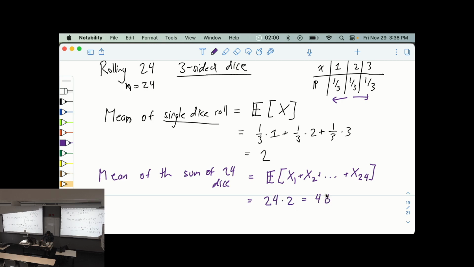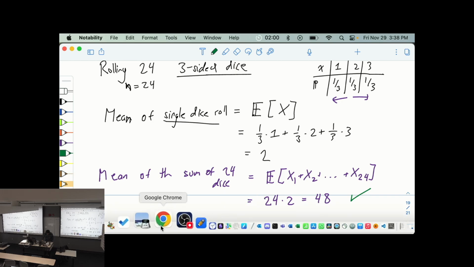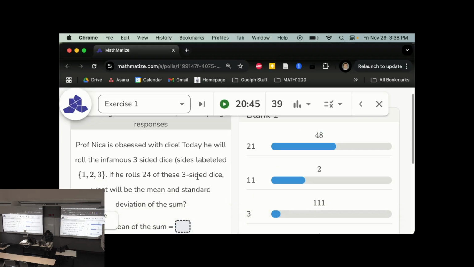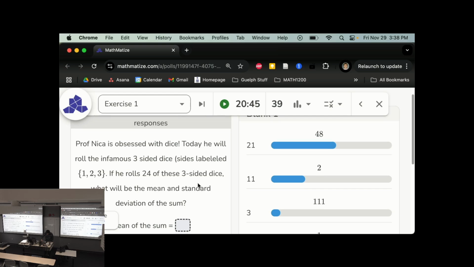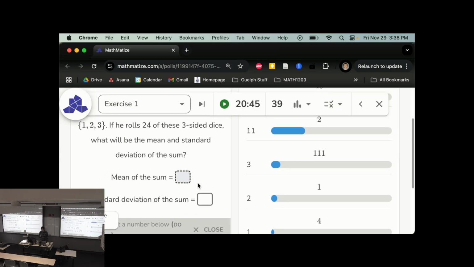So if you said 48, you got it right. Congratulations. And you even beat me. I think I would have said 2 because I forgot what the question said. So great work, everyone who said 48. Fantastic job. The real exciting thing is the standard deviation. This one is a lot harder, but still not so hard. If you know what you're doing, it's pretty quick.